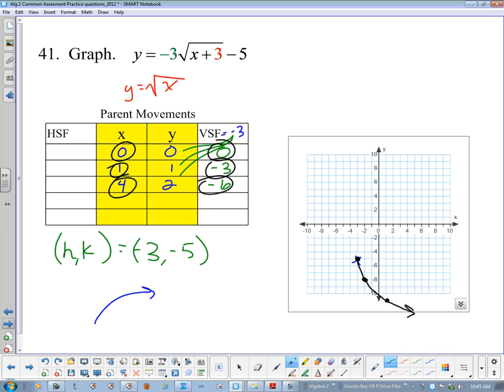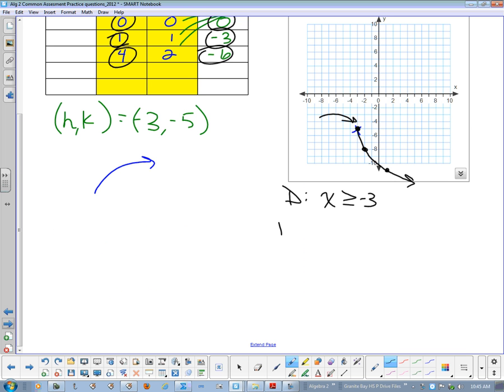Because you can't take the square root of a negative and remain in the real numbers. Domain. X is going to be, look at the least value that x is going to be equal to. Negative 3. So it's going to be greater than or equal to negative 3. For the range, the range is going to be below negative 5. So y has to be less than or equal to negative 5.